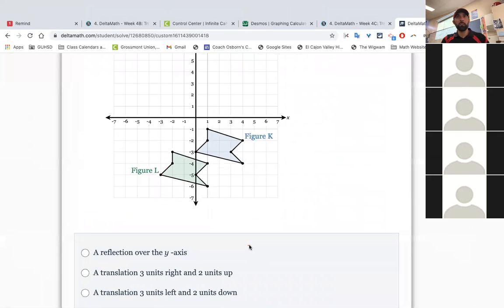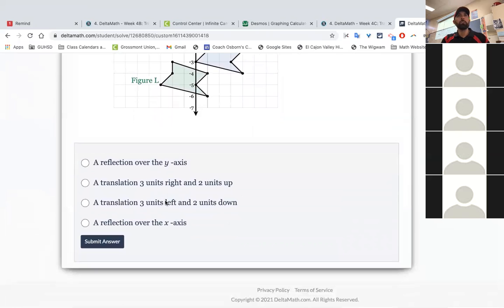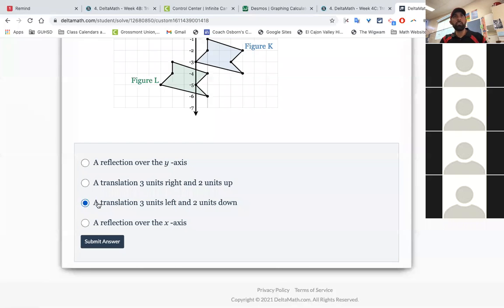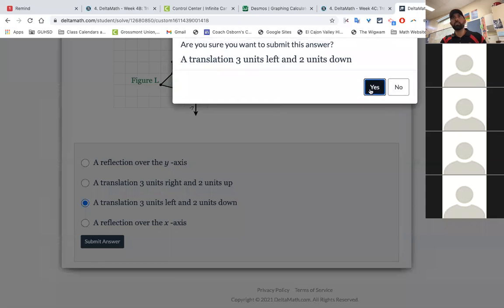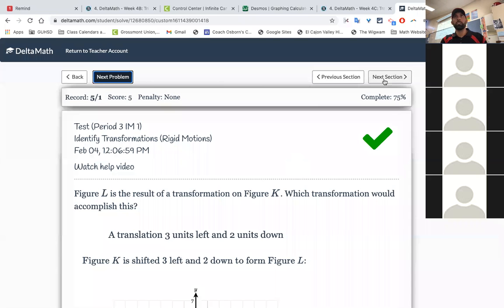Let's see if I got a match. Why is it doing that? Oh, I have to turn that off. Okay, there we go. So let's see which one has down 2. This one has down 2. They just put 3 left first in the sentence, so 3 left, down 2. Okay, so that's a basic translation. All right, so now let's go to the next section.